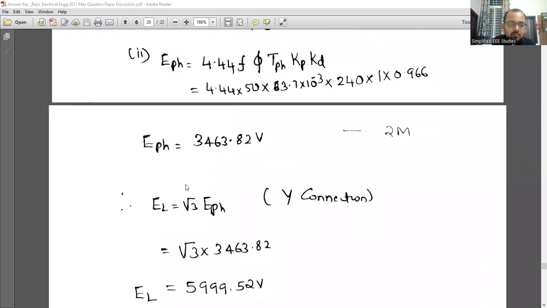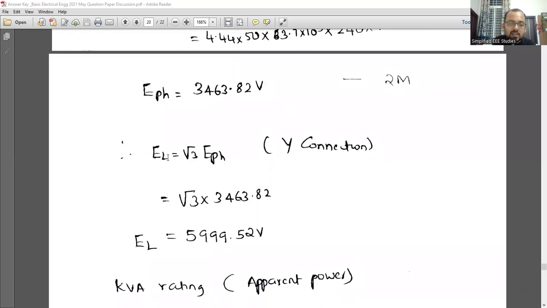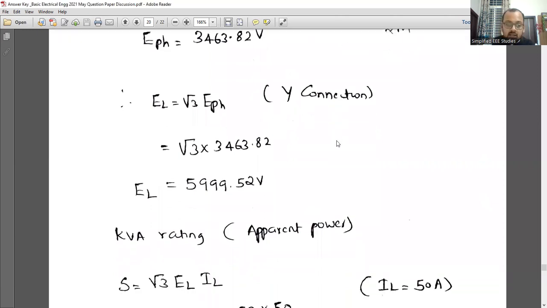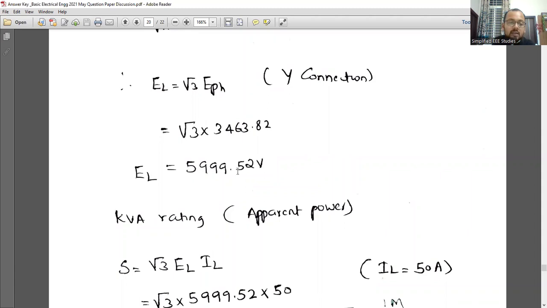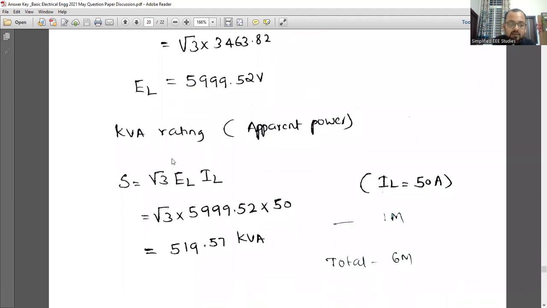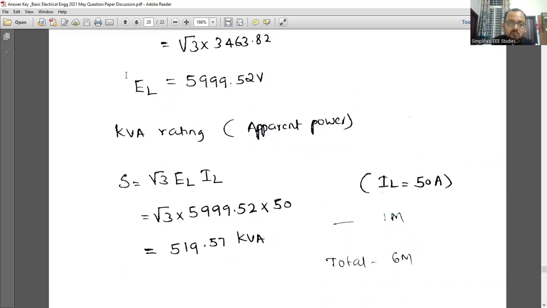Then E phase I have computed, but what I require is line voltage. Line voltage and phase voltages are related in this fashion. Line voltage is equal to √3 times phase voltage, because they have already specified that the stator windings are star connected. Therefore, I am getting EL is equal to 5999.52 volt. Correct. Next, I need to calculate the kVA rating. What is kVA rating? It's apparent power, √3 EL IL. So EL into IL, IL is already provided, that is 50. Therefore, I am getting 519.57 kVA. So students, please verify the answer, whether it's correct or not. It's already correct, but from your side, you can verify it so that you will be getting a practice as well. So these are the questions from module 4.